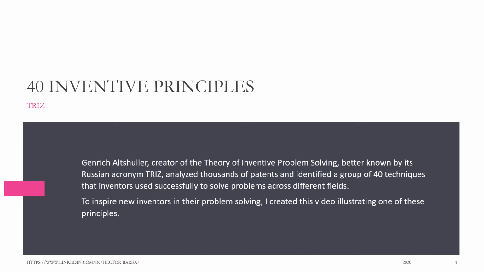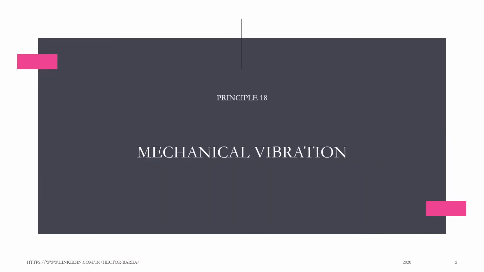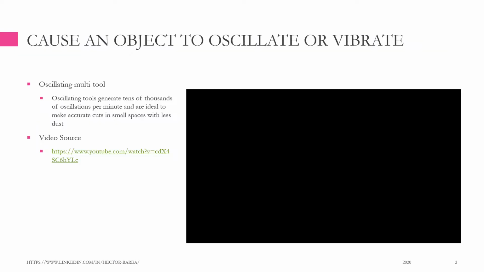To inspire new inventors in their problem-solving, I created this video illustrating one of these principles. Principle 18. Mechanical vibration. Cause an object to oscillate or vibrate. For example, oscillating multi-tool. Oscillating tools generate tens of thousands of oscillations per minute and are ideal to make accurate cuts in small spaces with less dust.